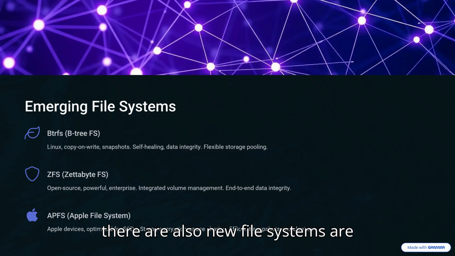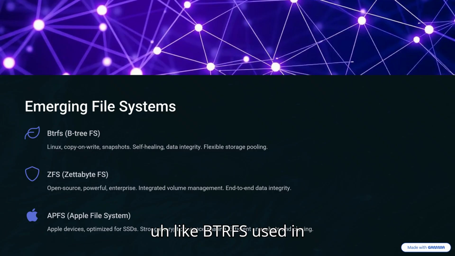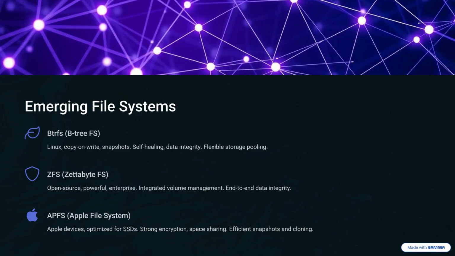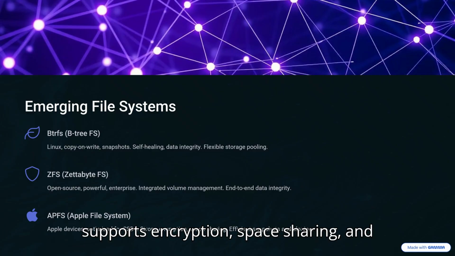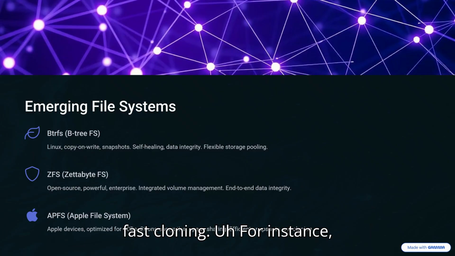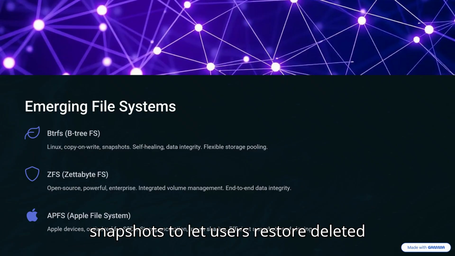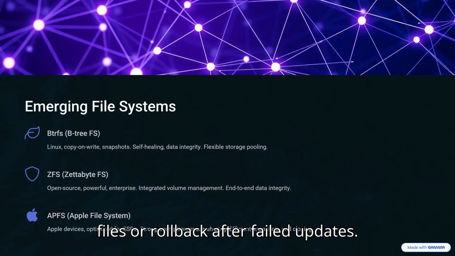Now, there are also new file systems emerging with powerful features. Btrfs, used in Linux, supports snapshots and self-healing. ZFS is widely used in data centers and offers robust data protection. APFS, used in Apple devices, supports encryption, space sharing, and fast cloning. For instance, Apple's Time Machine uses APFS snapshots to let users restore deleted files or roll back after failed updates.